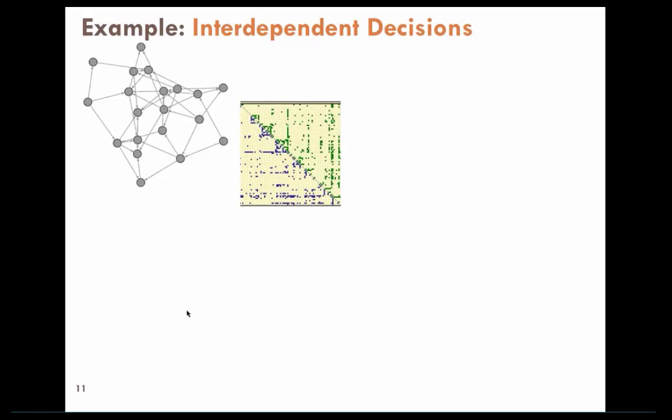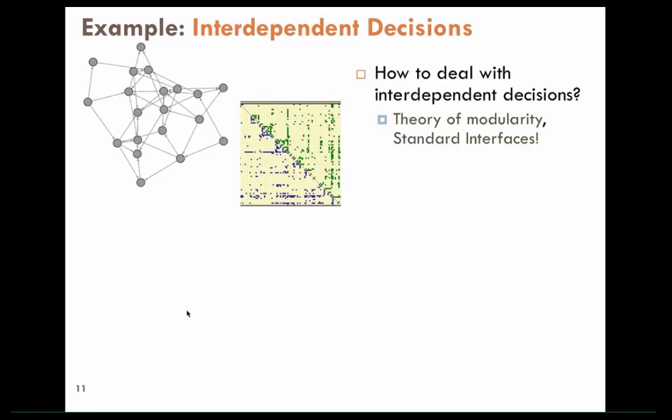So let's discuss an example in a little bit more depth, and that's slide 11. Let's look at the network of decisions. Here we have many decisions that we need to take for a particular system. The nodes represent the decisions, and the links represent the dependency of the nodes. Most systems engineers are more familiar with the other representation, the DSM matrix of these decision dependencies.